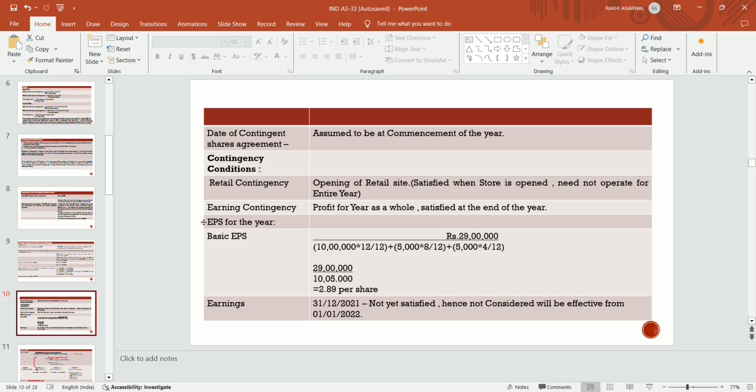There are some conditions put on by the entity, that is contingency conditions. The retail condition is the first condition: opening of retail sites. When satisfied, when a store is open, it need not operate for the entire year. Means when the store is open, that is enough to fulfill the retail condition. The earning condition is profit for the year as a whole, satisfied at the end of the year.